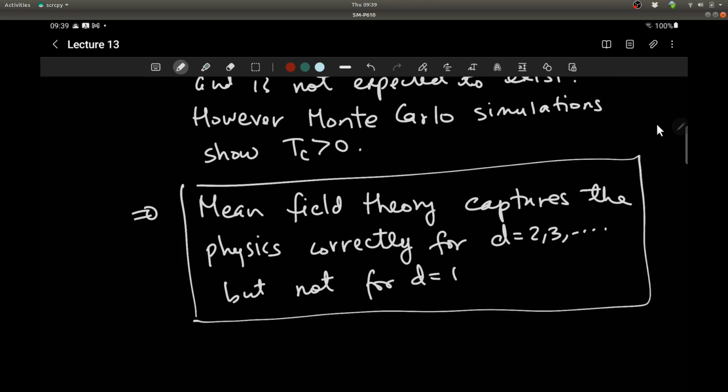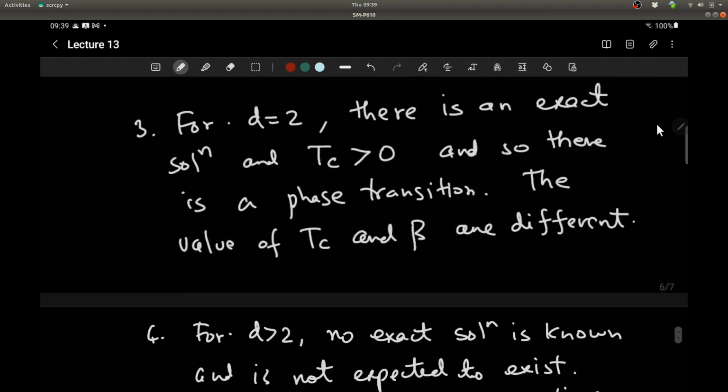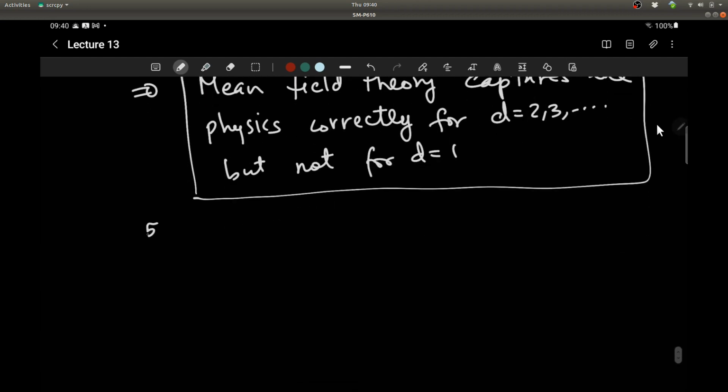And there's another way to understand this. So this is 4, right? So fifth is now a theorem. Okay, so the Ising model has a discrete symmetry.